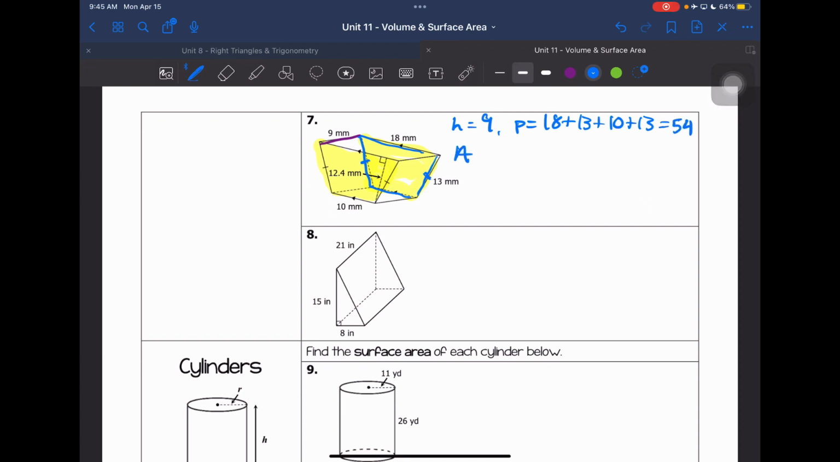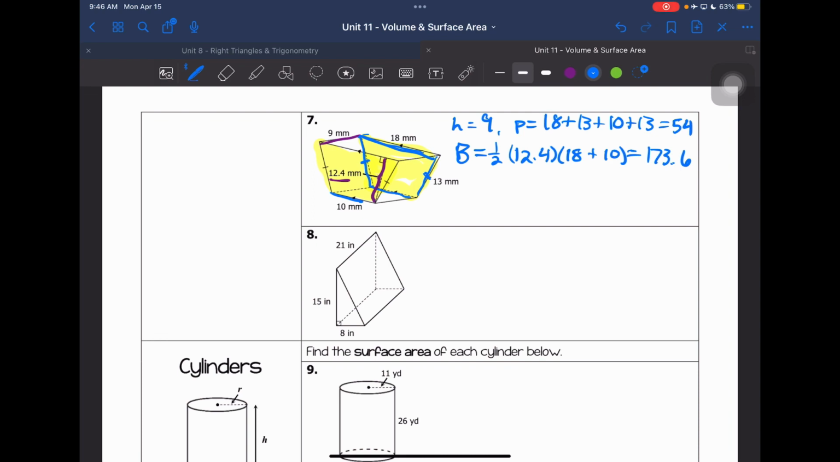And now we can find that, oops, I should put capital B for area of the base. So because it's a trapezoid, let's do 1/2 times height. The height of the trapezoid is this line, which the measurement for that is right there. It's 12.4. So 1/2 times 12.4, and then parentheses base 1 plus base 2. Our base 1 is 18, and our base 2 is 10. Okay, so let's go ahead and find out what the area of the base is. That comes out to be 173.6.